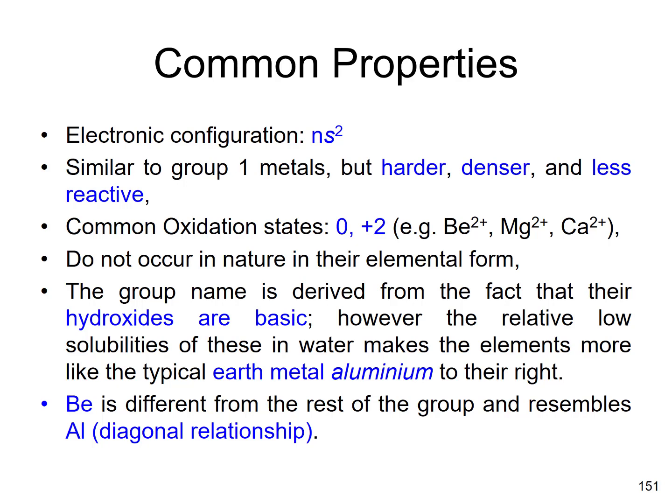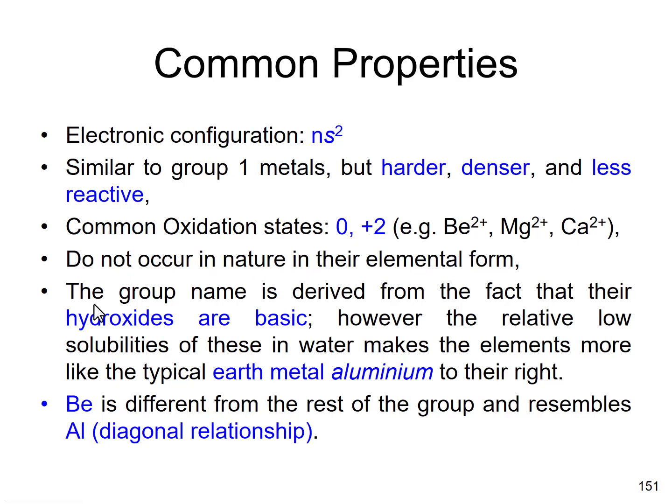Their common electronic configuration is ns2. Generally, their properties are very similar to group 1 metals, but they are harder, denser, and less reactive. Their common oxidation states are 0 and +2. For example, you can have beryllium 2+, magnesium 2+, and calcium 2+ as very common cations. Due to their high reactivity, they do not occur in nature in their elemental form.